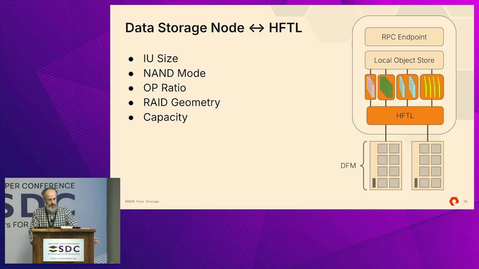And this is just one example. You have multiple NAND modes, over-provisioning ratios, and RAID geometries, which can be used to optimize across a diverse set of workloads.